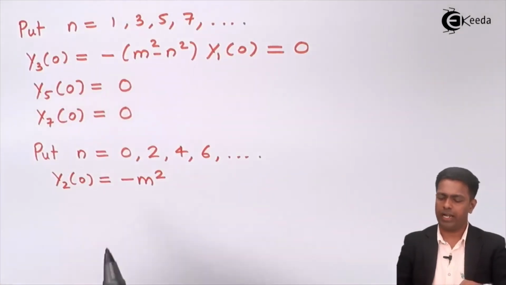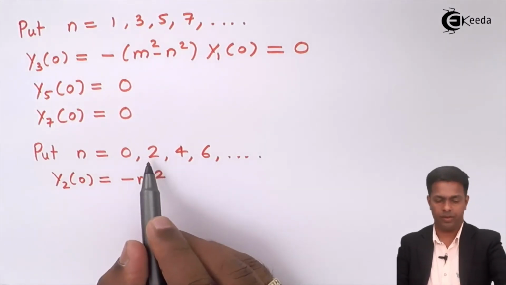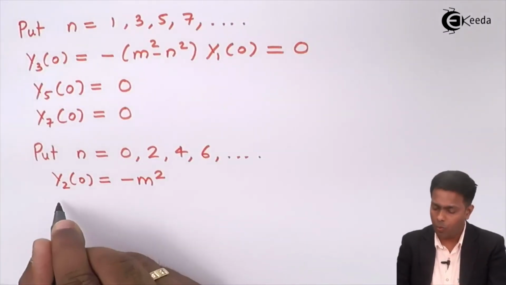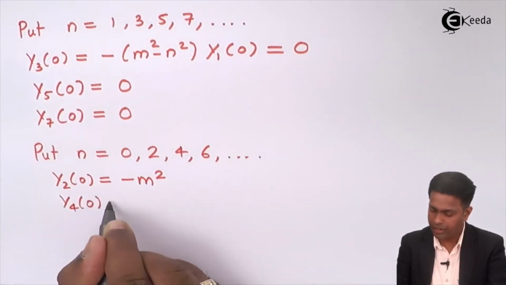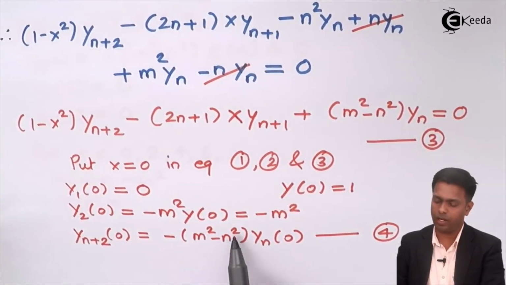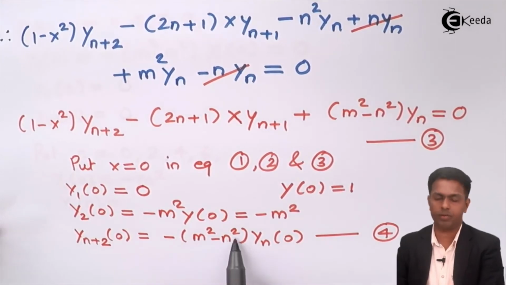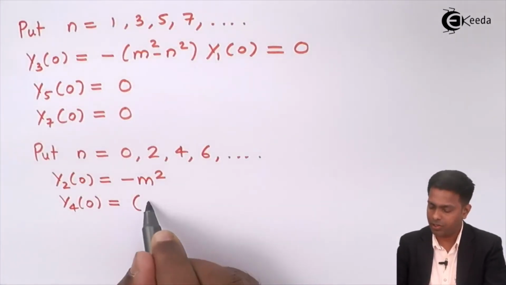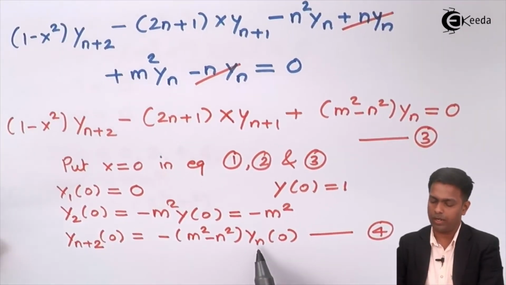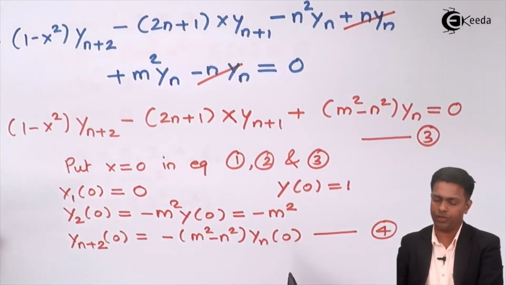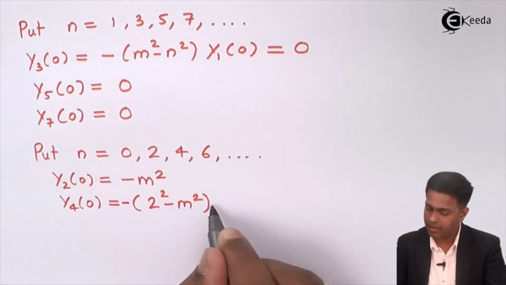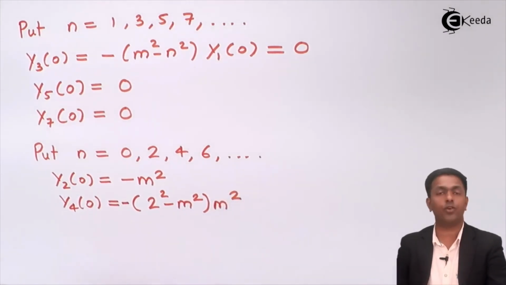Now if we put n as 2, so here this will become 2 plus 2, 4, that is y4 of 0 equal to, so guys here we will get 2 square. Now due to the negative sign, this will become negative, this will be positive. So here I'll say it is 2 square minus m square into this n is 2, so y2 of 0. Now guys, the value of y2 of 0 is minus m square, so here I'll keep minus sign and m square. So this is the value of y4 of 0.